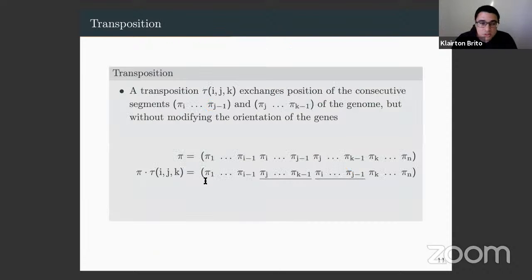A transposition is an operation denoted by tau ijk, which exchanges the position of 2 consecutive segments of the genome. This operation does not affect the orientation of the genes. As you can see in this general example, on the top we have the permutation pi, and below we are applying the transposition tau ijk. As you can see, the 2 affected consecutive segments exchange position, but the orientation of the elements of the permutation is still the same.